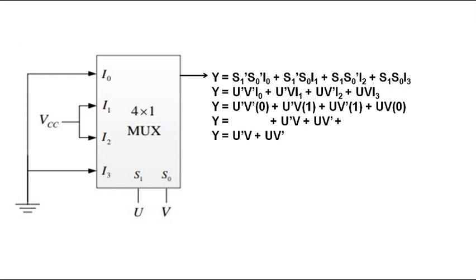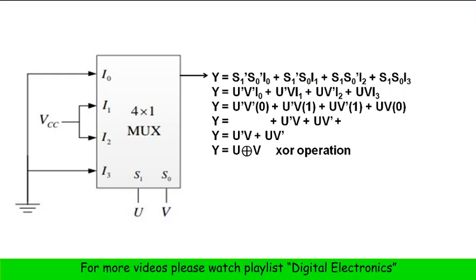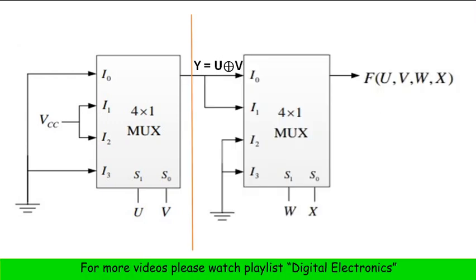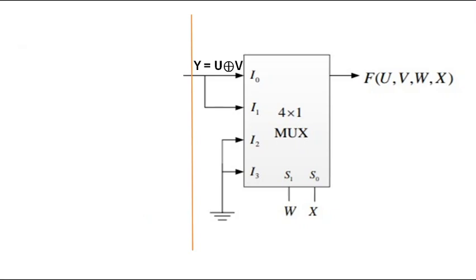u bar v plus u v bar, and this is nothing but your XOR operation. So now we got the output of the very first multiplexer in the given circuit, that is y, and the expression is u XOR v. Now let us consider the circuit again. So this is the circuit. Now we know what input is coming to the second 4:1 multiplexer. So now our concentration is on the second multiplexer.